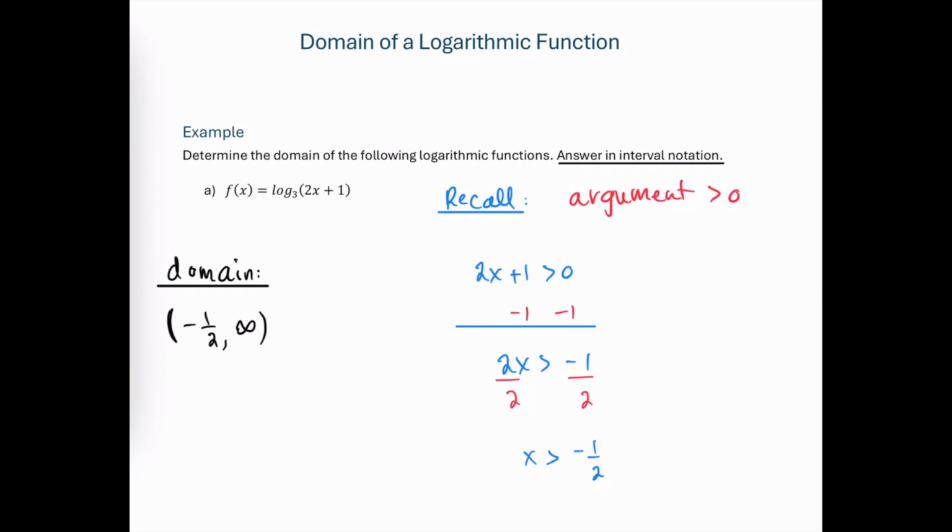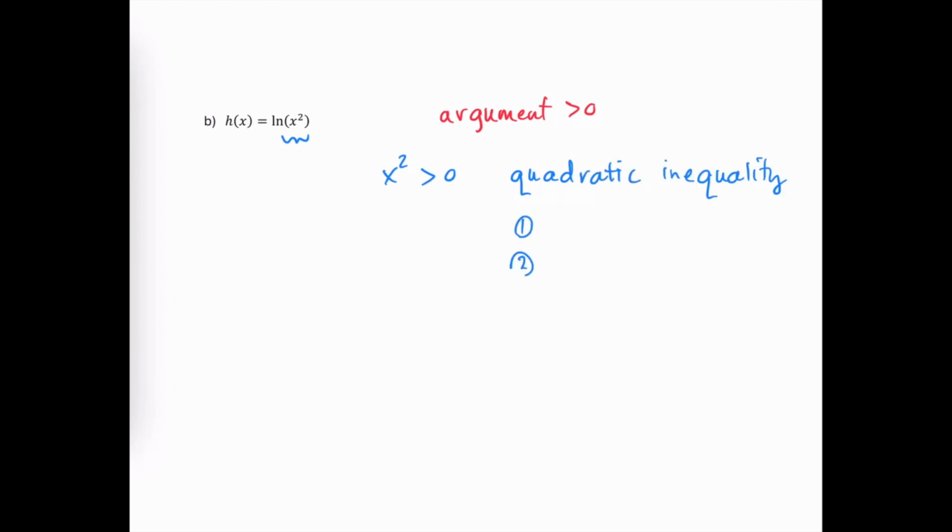So here in part B, again, we are going to take the argument of the logarithmic function, set it greater than 0, and then solve for x. The argument in this case is x squared. So we need to figure out who are the x's that make this value positive. Setting the argument greater than 0 brings us to a quadratic inequality. And there are two main ways that we can proceed to solve this quadratic inequality. One is the boundary point method, and the other is the graphing method.